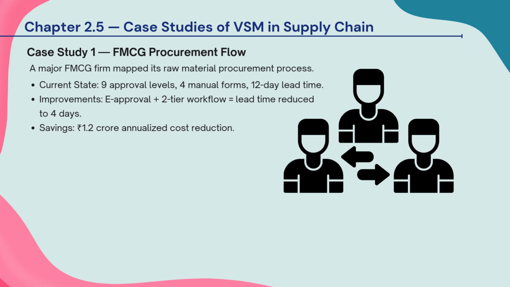This slide presents a case study of value stream mapping in an FMCG company's procurement process. Initially, the process had 9 approval levels, multiple manual forms, and a lead time of 12 days. By introducing e-approvals and simplifying the workflow, the company reduced the lead time to just 4 days. This improvement resulted in significant efficiency gains, and annual cost savings of 1.2 Indian rupees crore, demonstrating the powerful impact of VSM in optimizing supply chain processes.